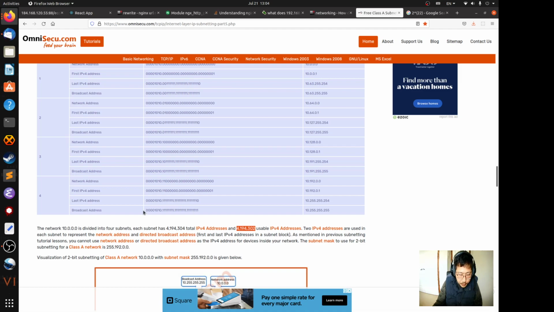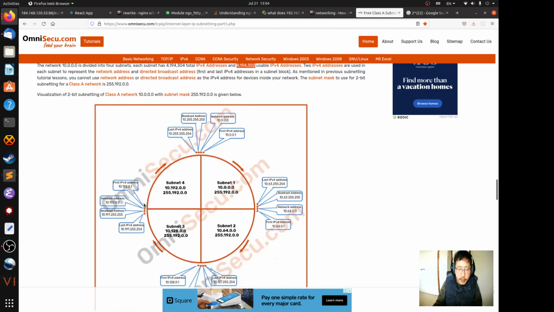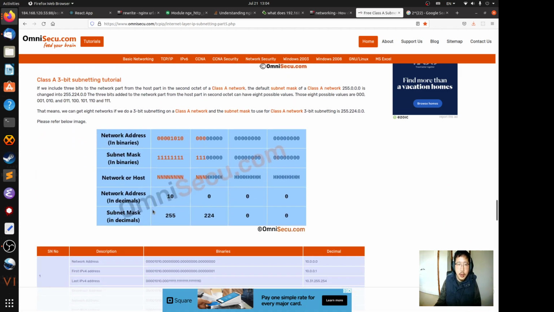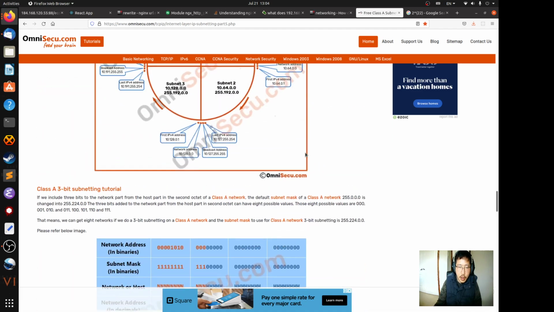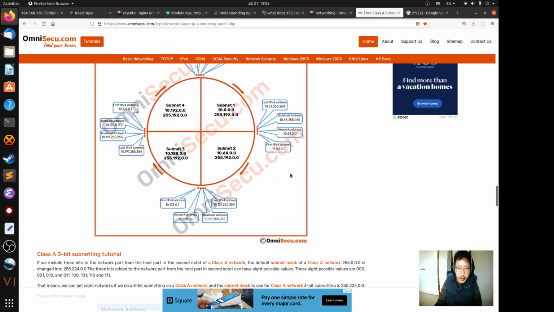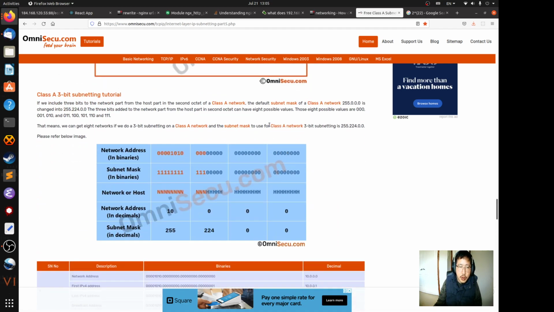Well, I was gonna skip this part, but I told myself, why not be more thorough? So I did. Yeah, I'll try to be very thorough. Now the Class A 3-bit subnetting. You can guess what it means, right? What does it mean by Class A 3-bit subnetting?